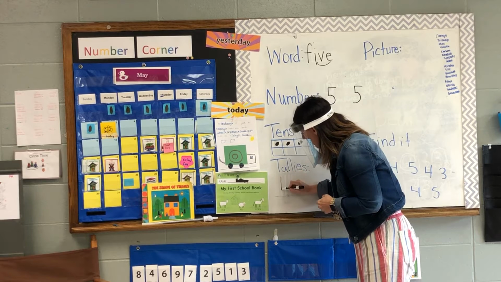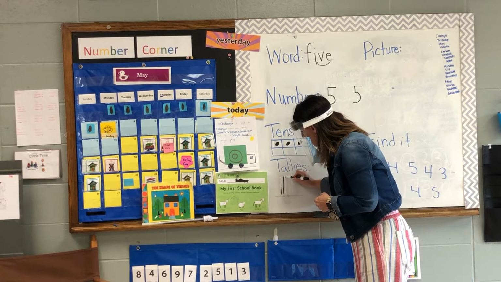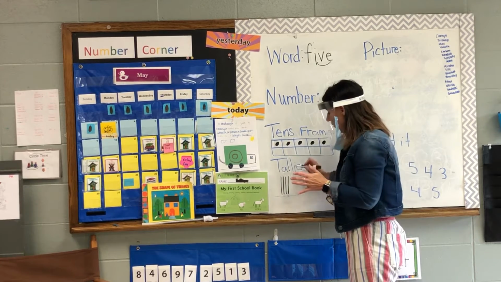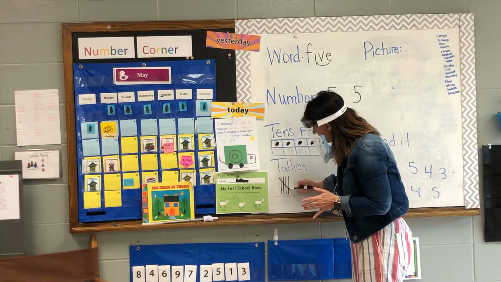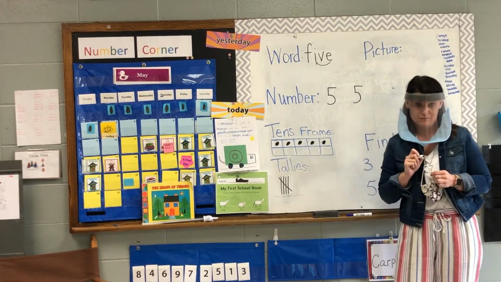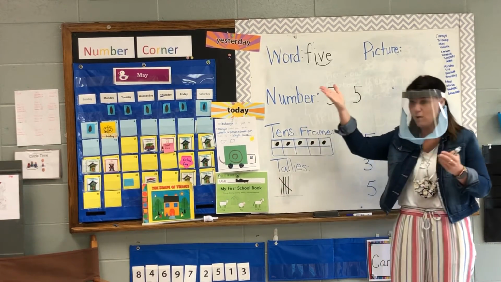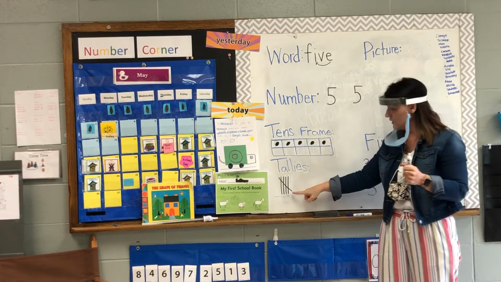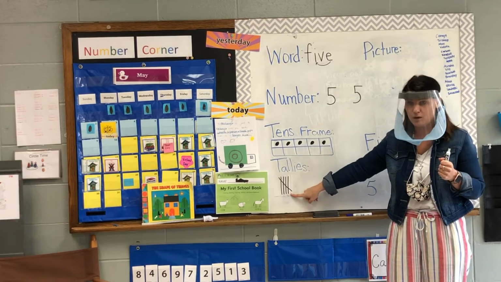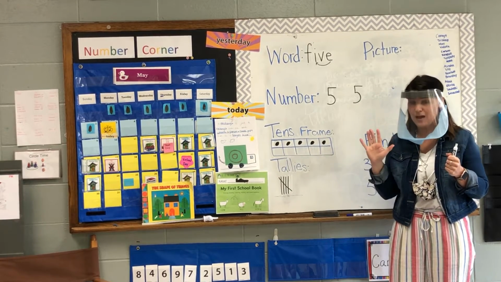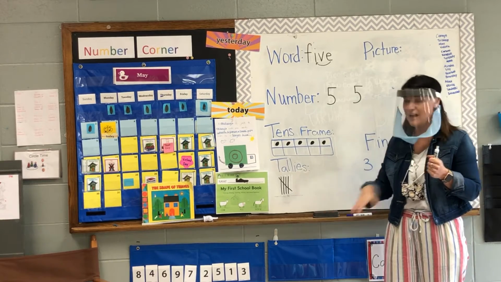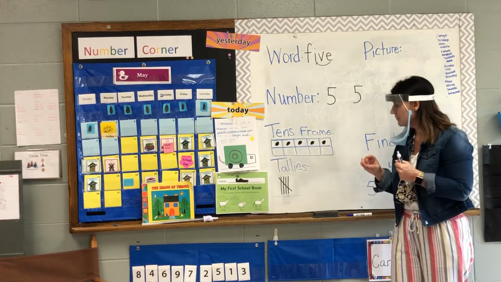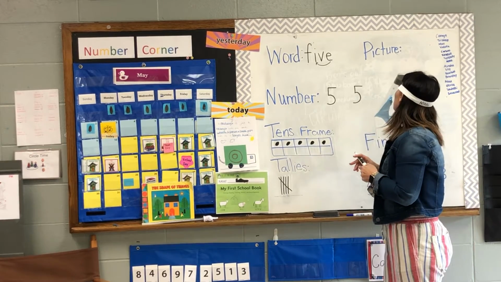So we have 1, 2, 3, 4. And now, number 5, we don't add another stick here. We add a stick across like this. So we have 5 sticks, but one of them is keeping them all together. And that, when you see something that looks like this, this shows us 5. This shows us that we have 5 tallies. Okay? All right.